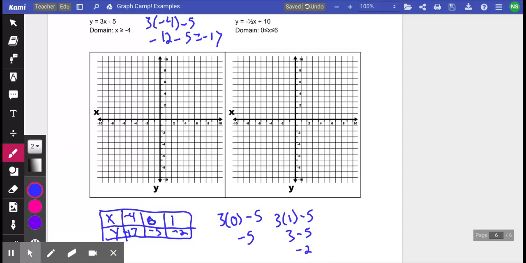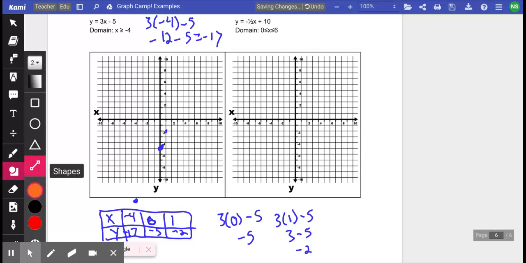So now I can graph those points. And I wish I had picked a better example because negative 4, negative 17 is going to be off the graph. I'm just going to plot that down there. We're going to pretend that negative 17 is there. Our next point is 0, negative 5. 0, negative 5 is on the graph, thankfully. And then we have 1, negative 2. So I go over 1, down 2. And obviously, I'm not going to get a perfectly straight line here because I eyeballed that negative 17, but let's pretend.